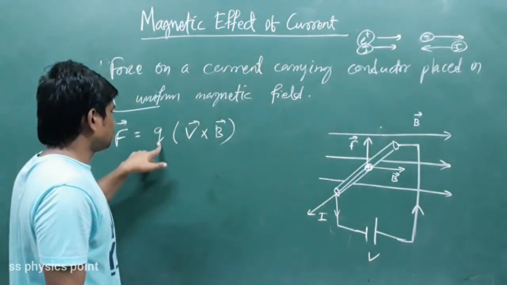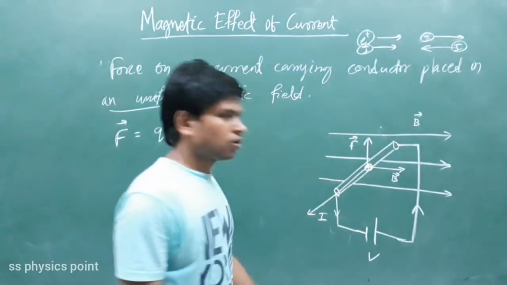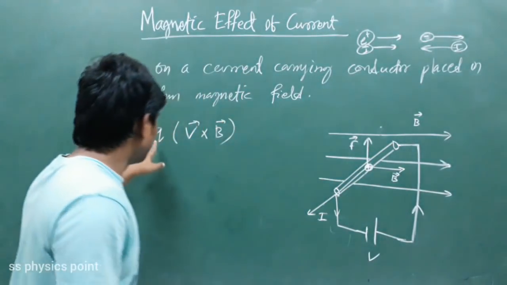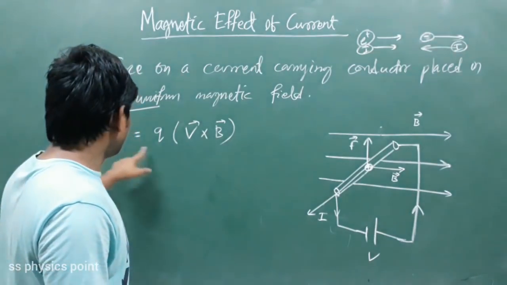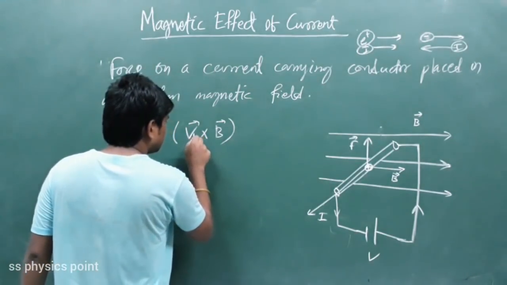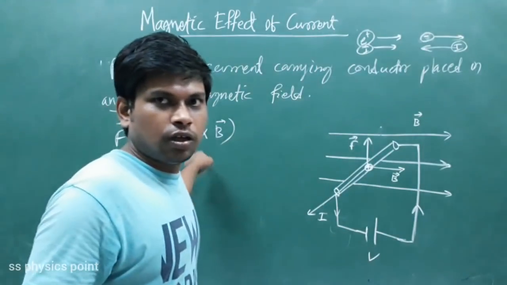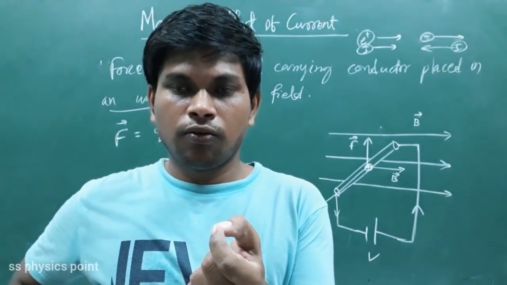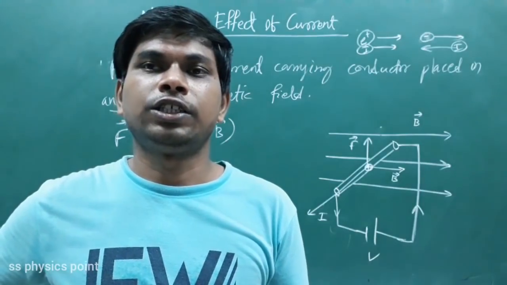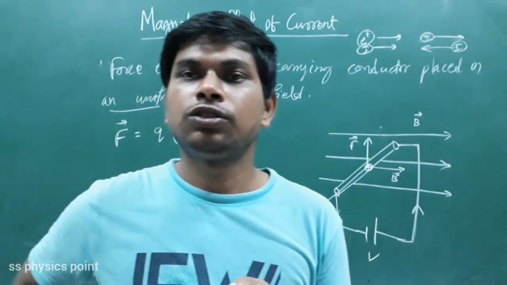So you need to find the value of this Q. How much Q is flowing in this conductor? That you need to find, so that the force will be Q into V cross B. This V is the drift velocity. In the case of a single charge, we call it velocity, but when a number of charged particles are moving in a conductor, that average velocity is known as drift velocity.